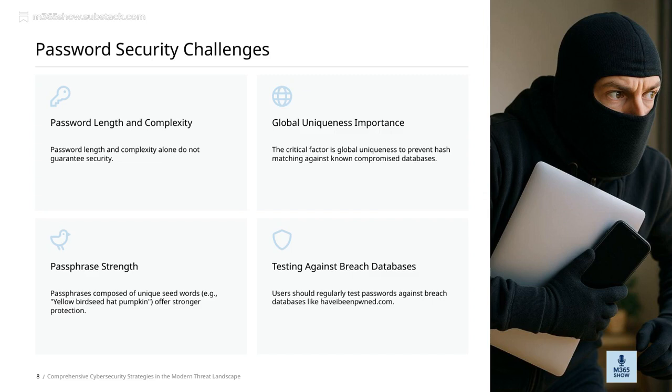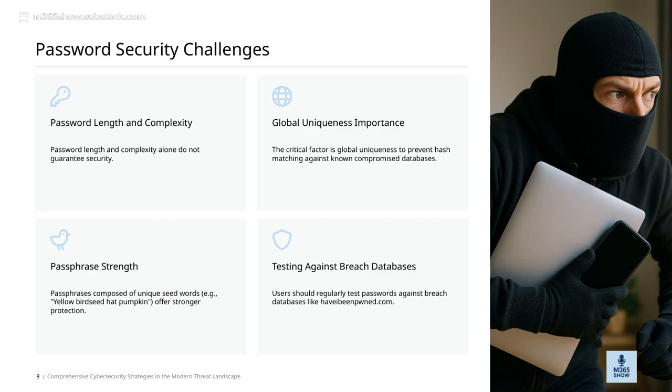Another crucial point is global uniqueness. The most important factor is that your password or passphrase is unique across the internet, so it doesn't match any known compromised database entries. This prevents attackers from easily matching hashes to common or leaked passwords.